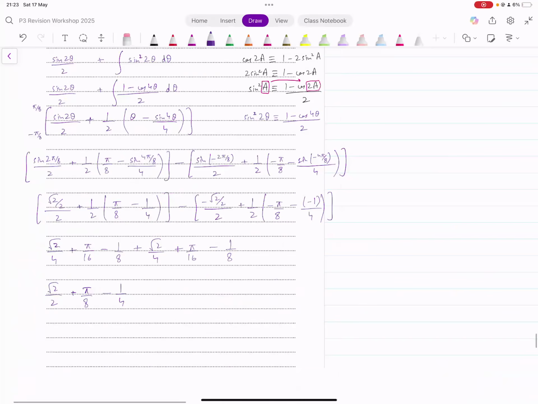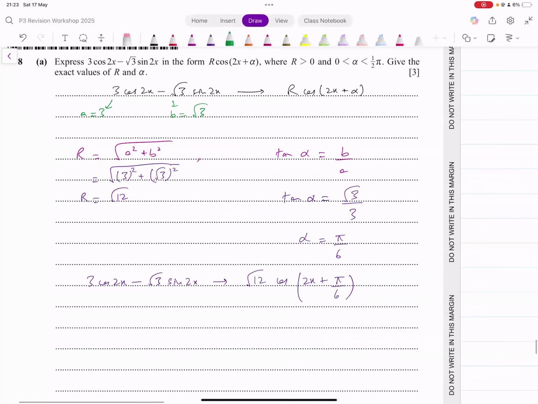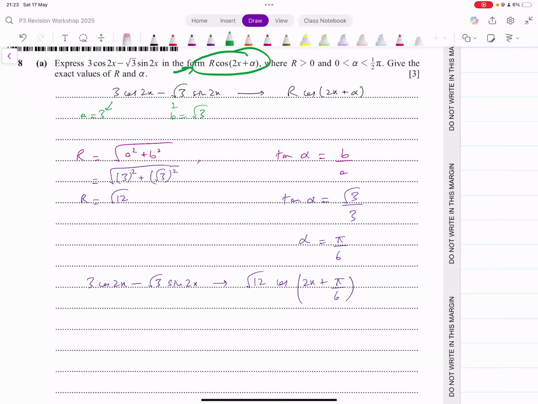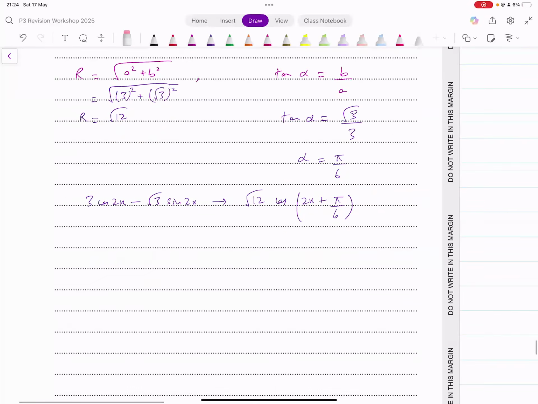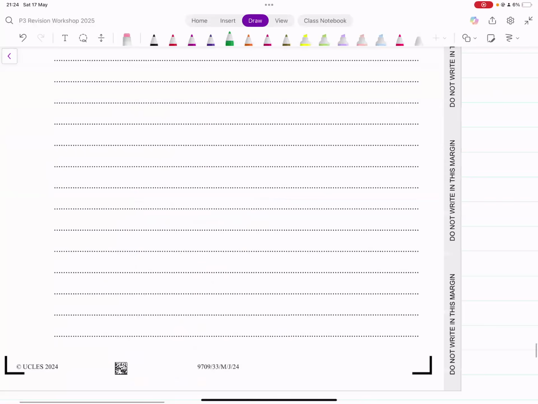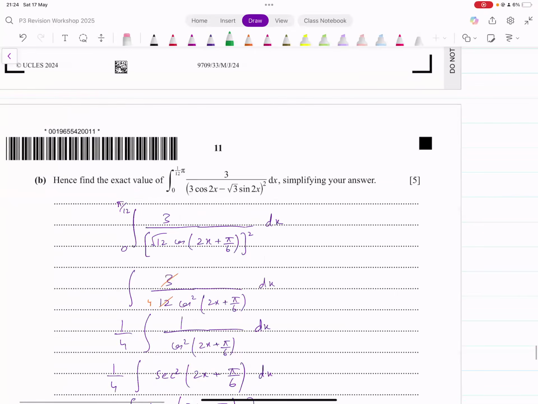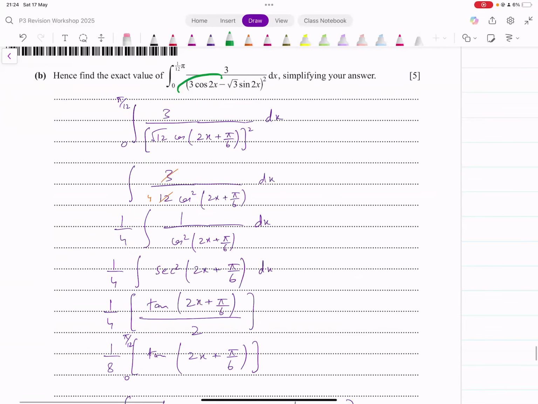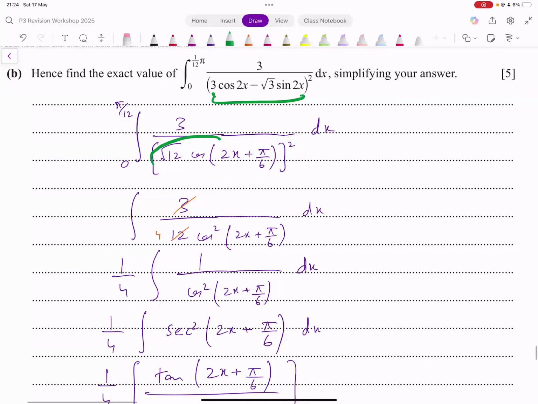This is another example. In the first part, they wanted you to convert it to this form. First of all, r cos of something plus alpha. You did that. And then in the next part, they want you to integrate this. So that's the same expression in the denominator, 3 cos 2x minus under root 3 sine of 2x. You've got that in the denominator here, and there's a square on top of that. Now, in the first part, you've already converted that denominator to this form. So you replace it with that form.